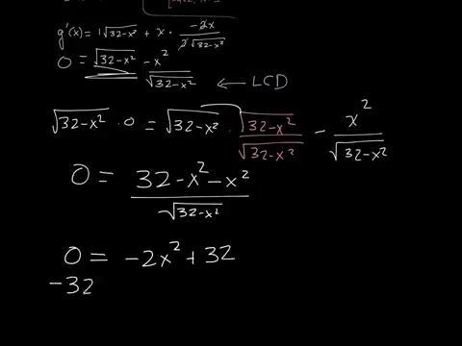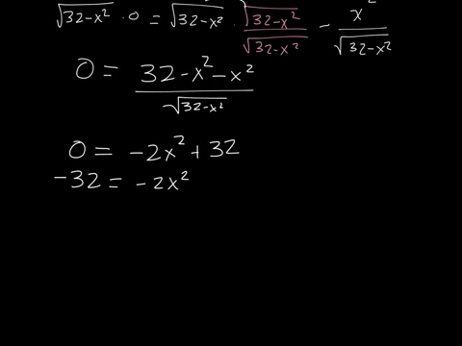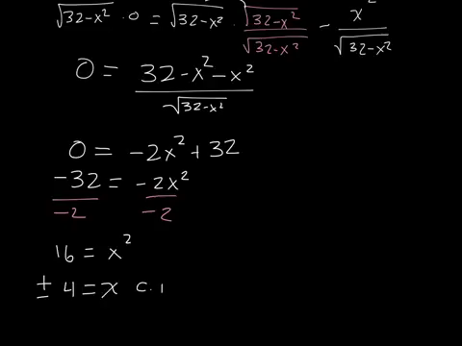This is what I'm solving for x. So I get negative 32 equals negative 2x squared. I divide both sides by -2. I get 16 equals x squared. I do my square roots, so plus or minus 4 are my critical points.